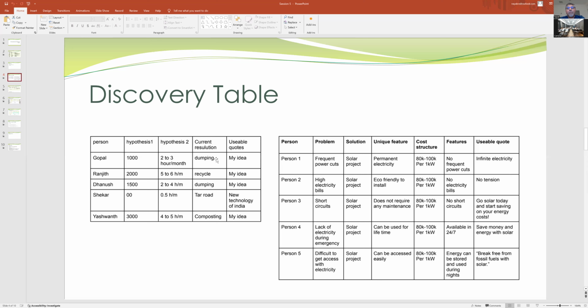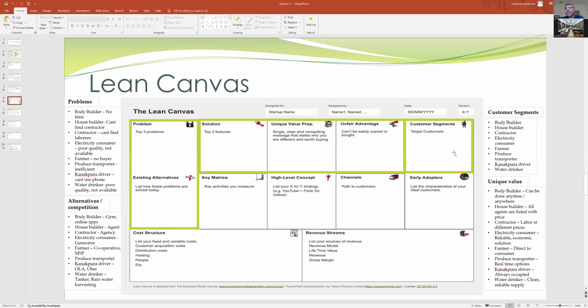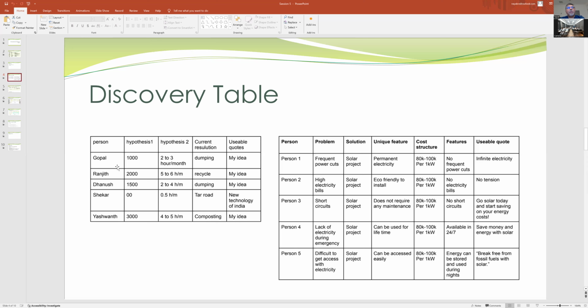So that's what you see. Current resolution is dumping. They have the option of dumping, recycling, dumping, or tar road or composting. These are the options. And this would be the competition to you. Okay. Now, going back to person, this person is what in your lean canvas? In your lean canvas, the person is this customer segment, target customer. So you would say target customer Gopal, Dhanush.